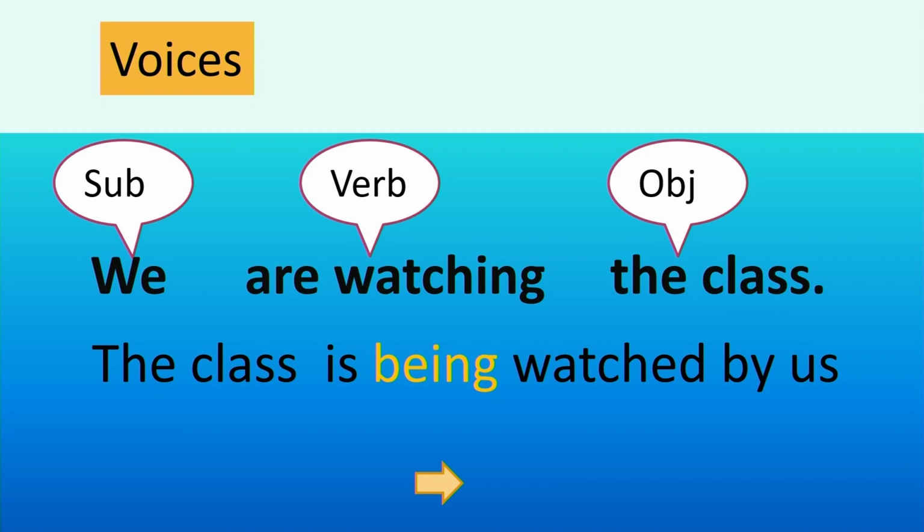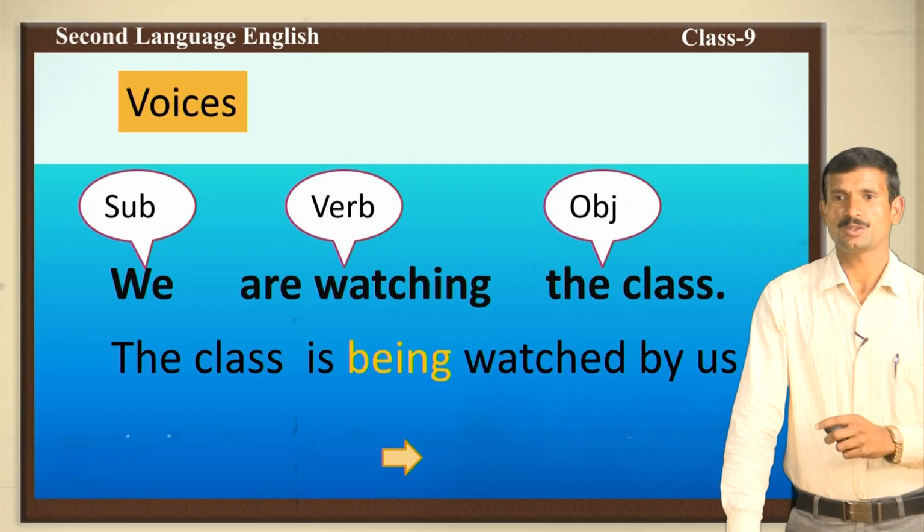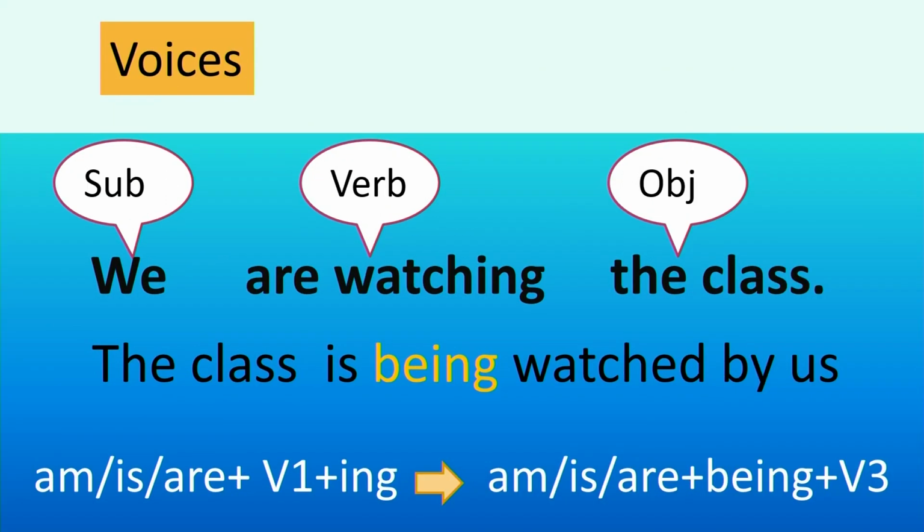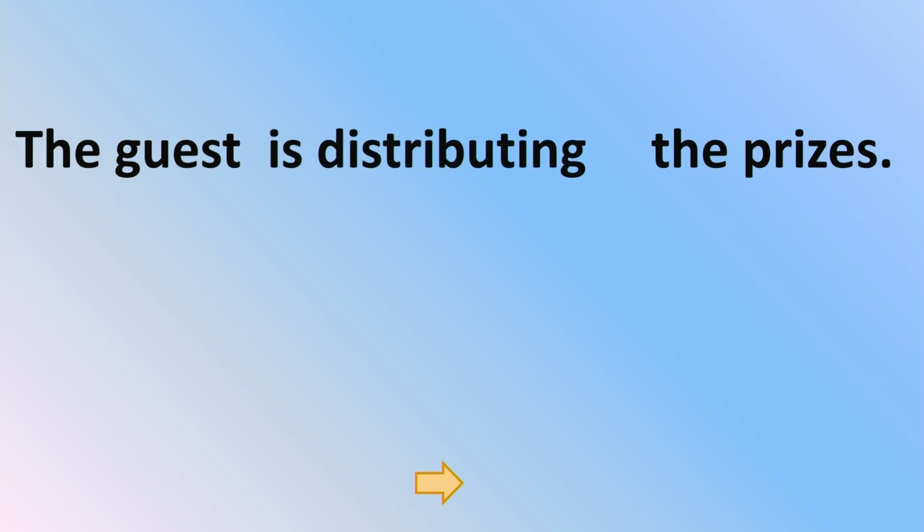We changes into us in the object place. This is the sentence. Now, what is there? We should use this formula to change the active voice sentence into passive voice. Now, the second sentence. The guest is distributing the prizes. Change this sentence into passive voice.